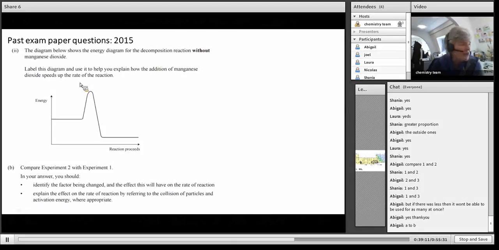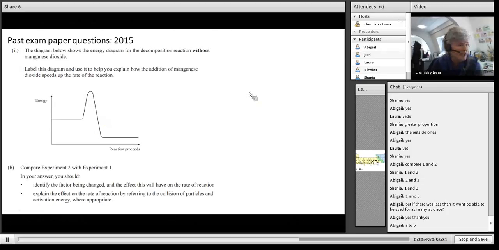Anybody? No? Okay. So what you'd also do, not only label this EA for this reaction without the manganese dioxide, you would also have to draw in a line showing a lower activation energy. Remember, this doesn't change and this doesn't change, only the energy of the intermediate. So you'd have to draw a lower line and label it as activation energy needed with a catalyst and draw its own EA. So you should have two EAs labeled, and you've got to have drawn in another sort of rounded thing.